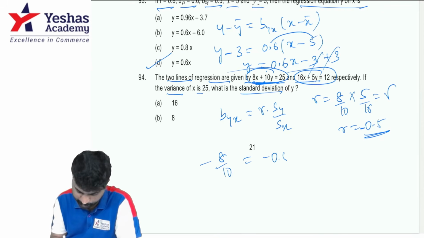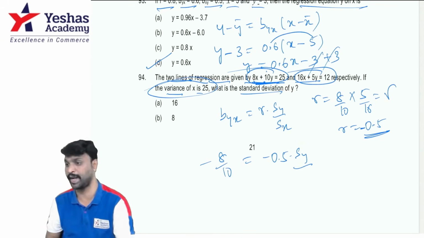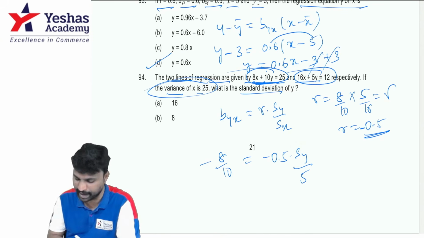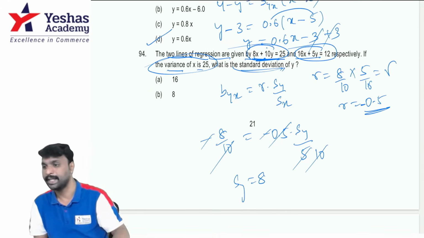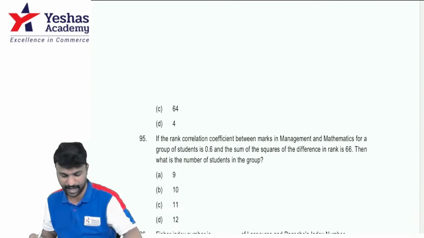So minus 0.5. SY, we need to compute. SX, variance of X is 25. Standard deviation of X is 5. Is 0.5 and 5, if I cancel, I get 10. 10 will get cancelled. So negative will get cancelled. So SY is equal to 8. They're asking us to find the standard deviation of Y only. That means it is option B, 8.